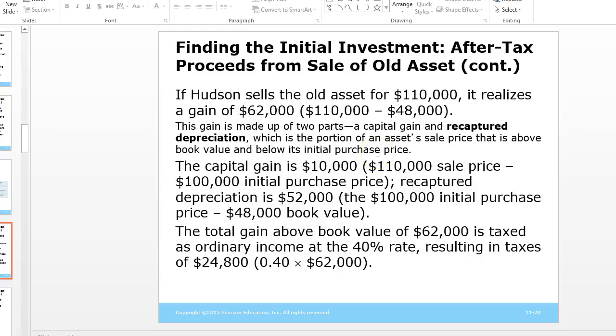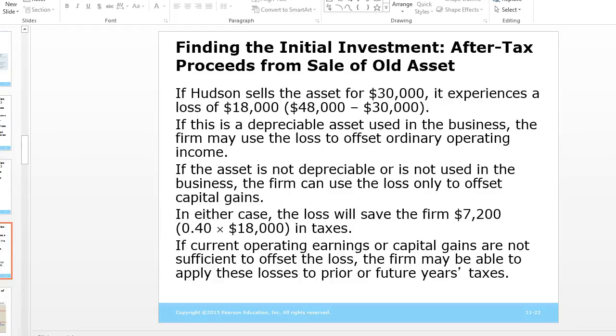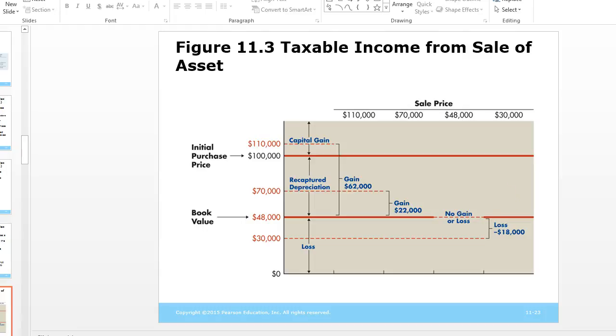So it's called taxes on recapture depreciation. In other words, you can't have your cake and eat it too, so to speak. All right, so we go through all these examples, and I hope you find it easy. And again, you can just email me. And here's a good slide.